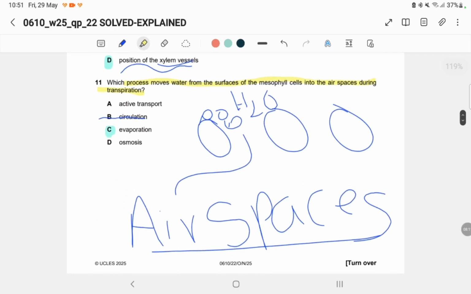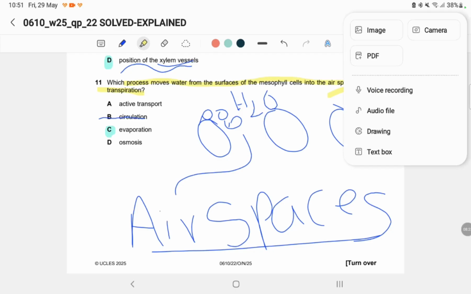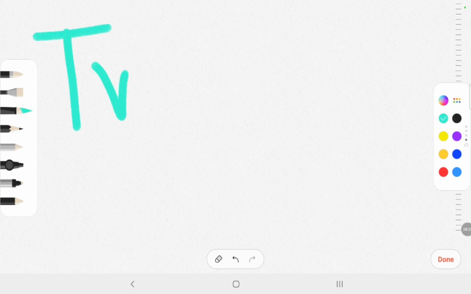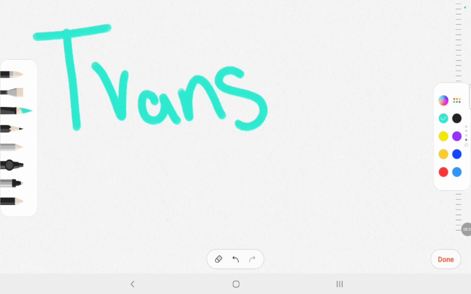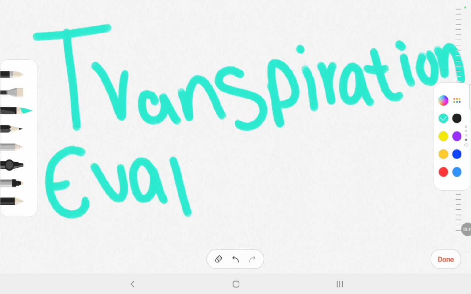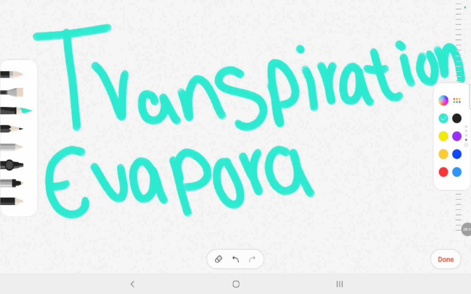Now question number 11. Which process removes water from the surface of the spongy mesophyll cells into the air spaces during transpiration? Well, during transpiration we know that it is evaporation. I mean, we can link it together by a mnemonic, which is really very easy to understand. Transpiration, and what? Evaporation. We'll never forget it this way.